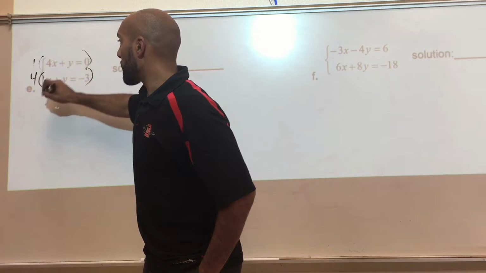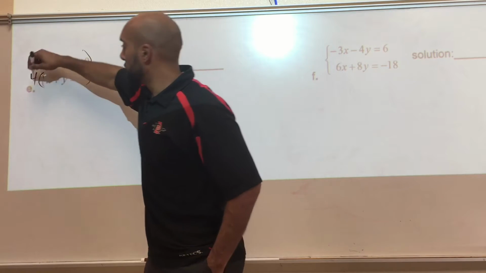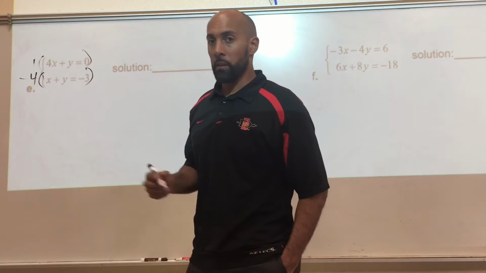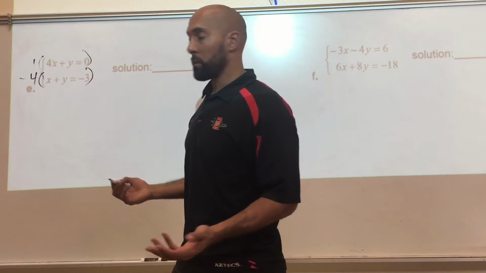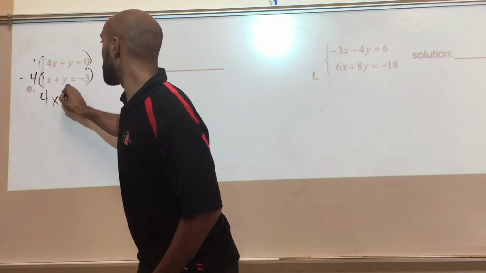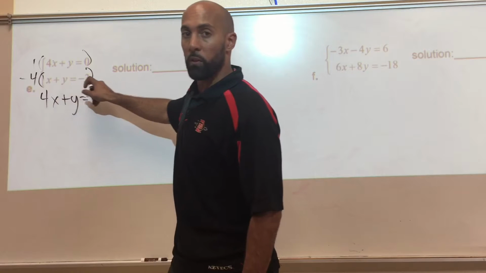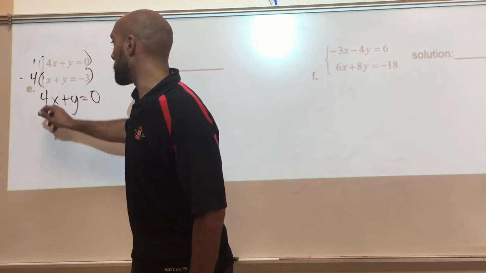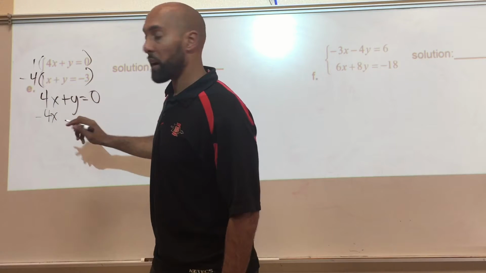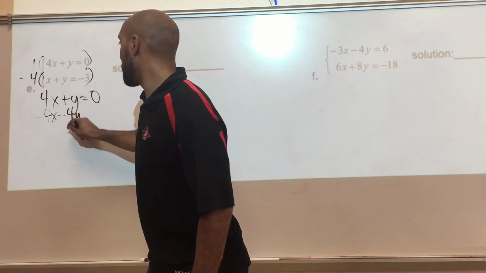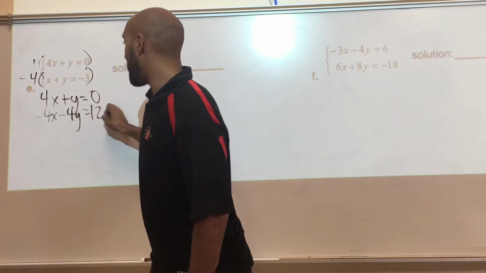Okay, distribute it across. Remember, these are the same sign, 4 and 1. So we need a negative. Okay, the top one doesn't change because all we're doing is multiplying by 1. So 4x plus y equals 0. Then multiply the -4 across. -4 times x, -4x, -4 times y, minus 4y, and then -4 times -3, positive 12.